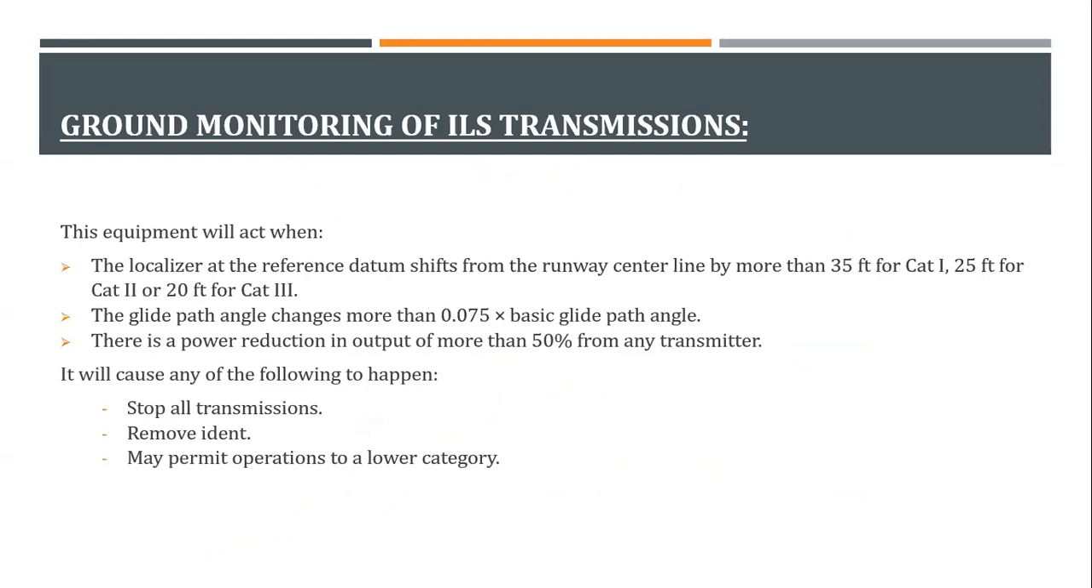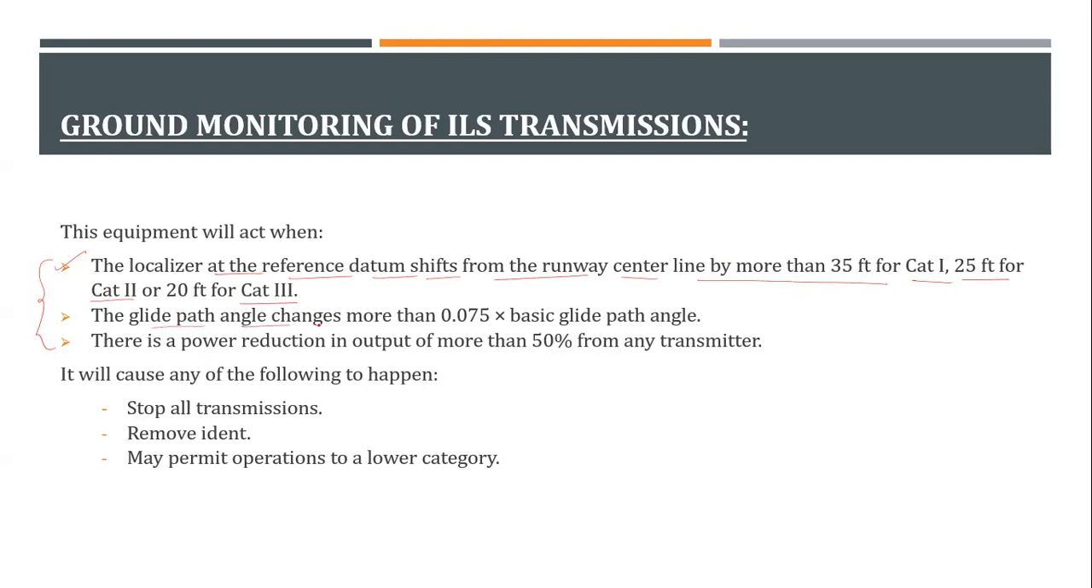Just like a VOR, we had an automatic monitoring. In your ILS also we have an automatic monitoring, or a ground monitor. Okay, this equipment will only act when one of these things happen. Okay, one or all of any of them happen. The localizer at the reference datum shifts from the runway center line by more than 35 feet. Okay, for category 1 and these, I'll discuss what these categories are. But right now you don't need to understand, you just need to remember them.